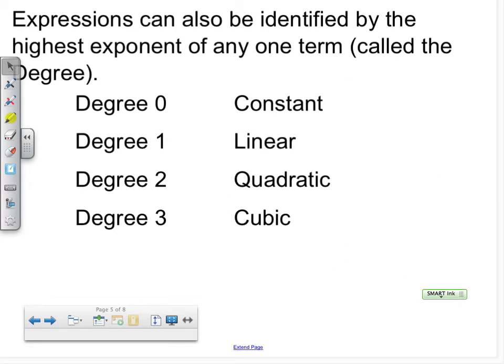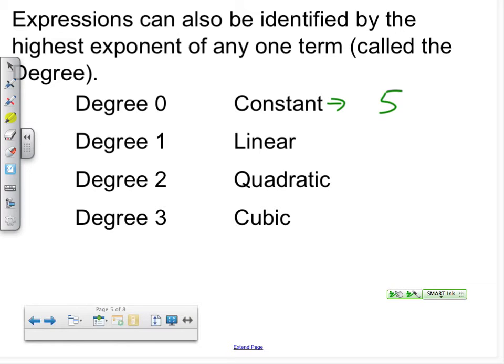Okay, expressions can also be identified by the highest exponent or the degree of any one term. So if something has a degree of 0, it's called a constant. Another way we'll express that is if it's just a number, it's called a constant. So 5 is a constant. Call it a constant because it never changes, whereas a variable will vary based on what x is.